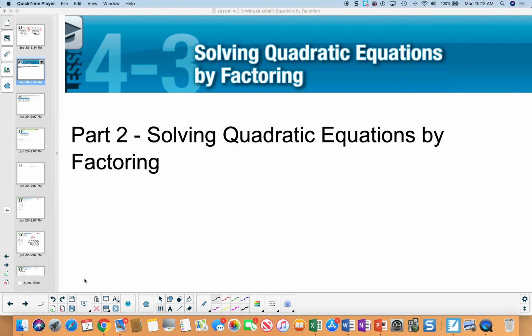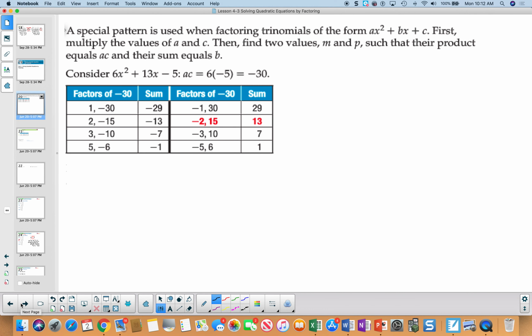Lesson 4-3, Solving Quadratic Equations by Factoring, Part 2. Let's take a look at solving by factoring when the coefficient of the x squared is something other than 1. Let's go ahead and go through the AC method again.